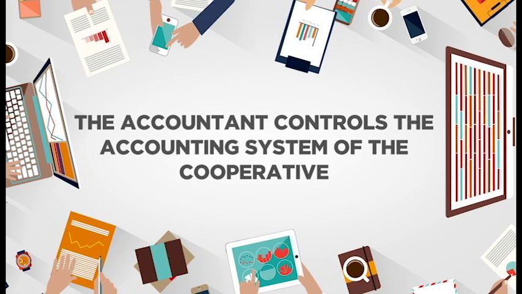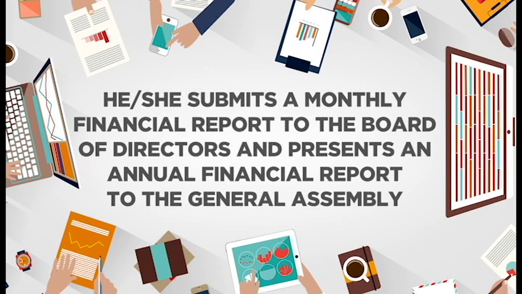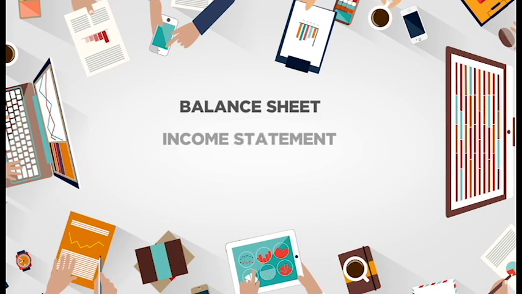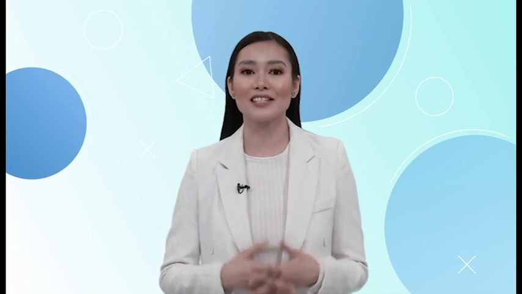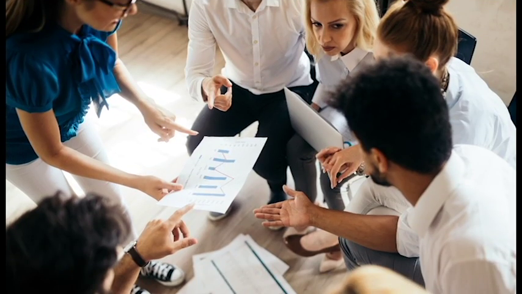The accountant controls the accounting system of the cooperative. He or she submits a monthly financial report to the board of directors and presents an annual financial report to the General Assembly. The bookkeeper prepares the following: balance sheet, income statement, and other financial reports for the officers and the General Assembly. The bookkeeper also assists the general manager.